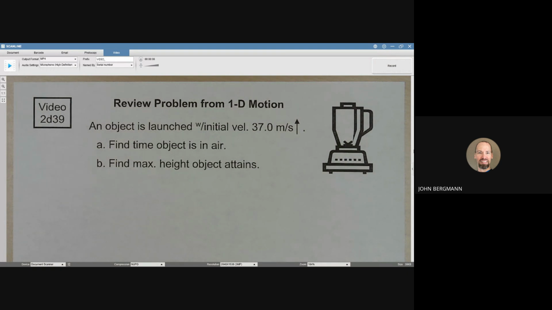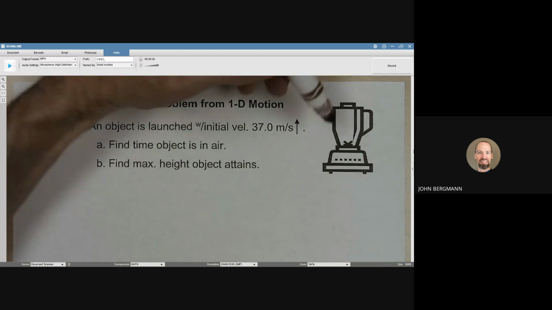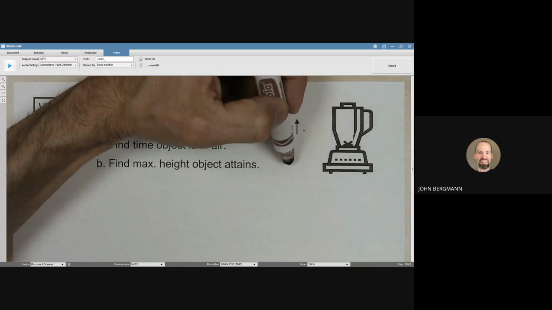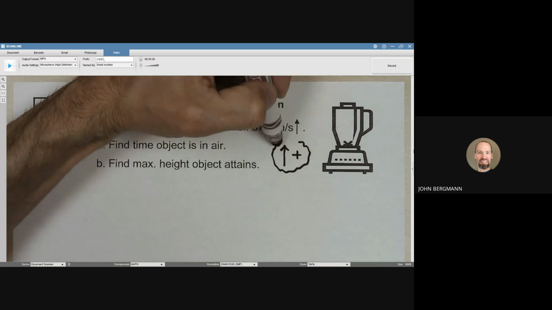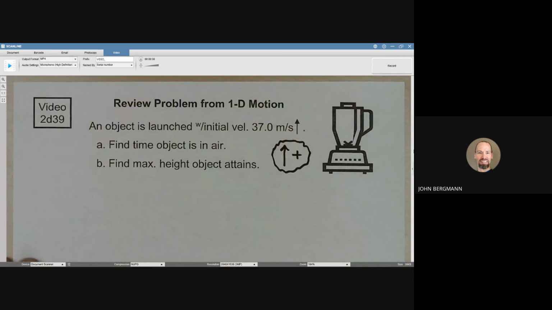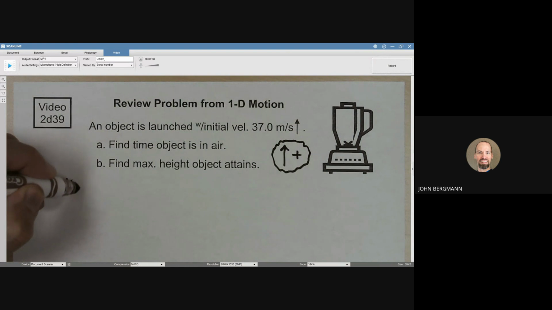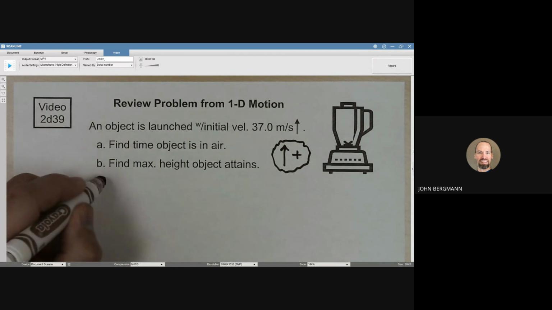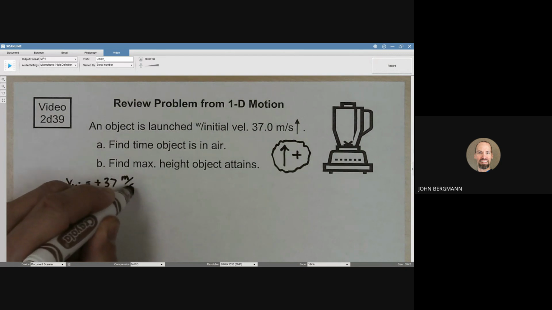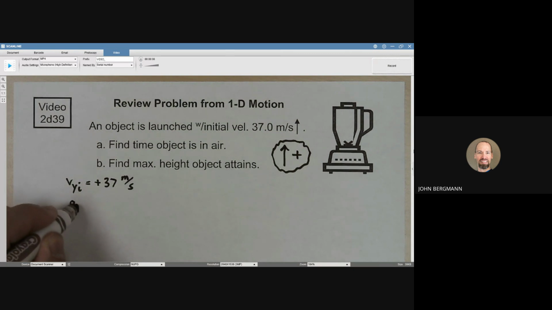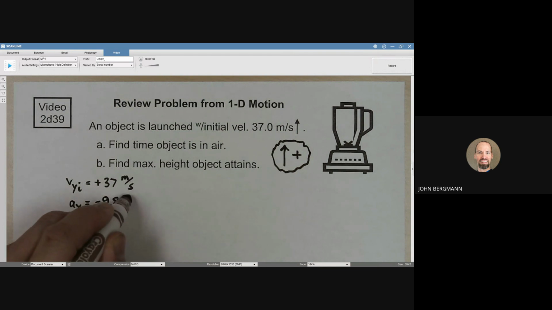We've talked many times that whenever you are dealing with projectile motion, you need to choose a convention in the up and down direction, which way is positive. And I'm going to choose upward to be positive. And what that means is Vy initial is going to be positive 37 meters per second. The acceleration in the y direction is due to gravity. Gravity pulls in the downward direction. So that's going to be negative 9.81 meters per second squared.